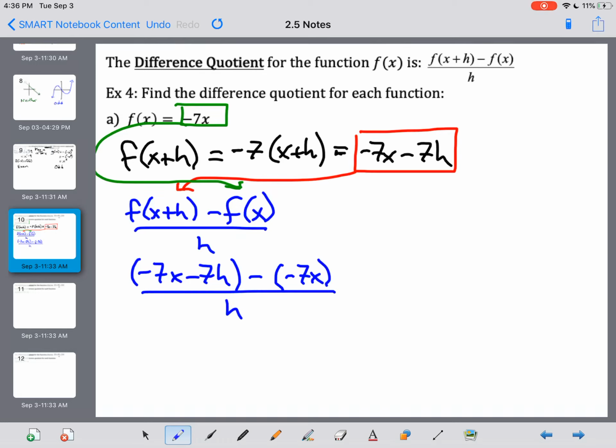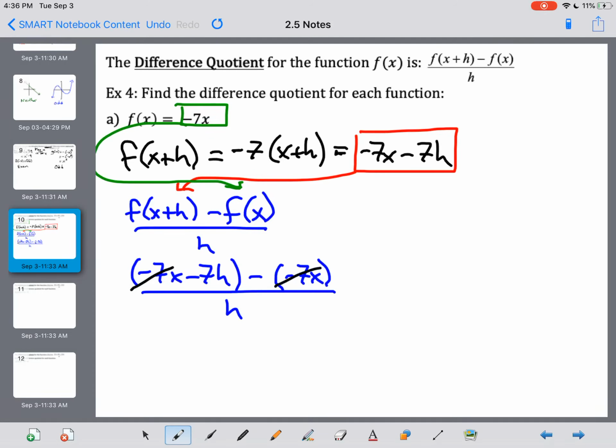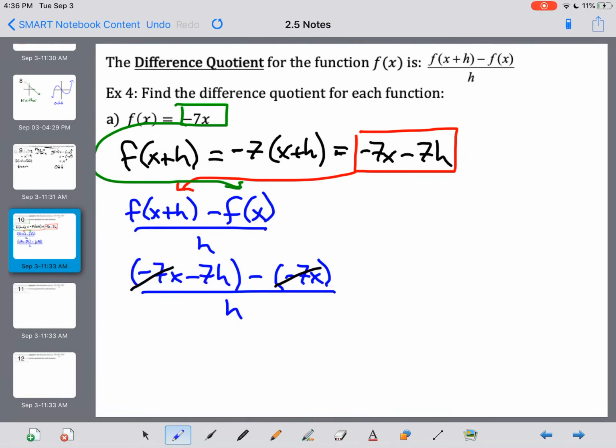And now we just want to simplify this. So something should cancel out at this point. In my numerator, I've got negative 7x minus negative 7x. That's the same as negative 7x plus 7x, so these actually end up canceling out. And all I'm left with is negative 7h over h. And now at this point, since I just have multiplication and division left, the h's will cancel out, and I just get negative 7.